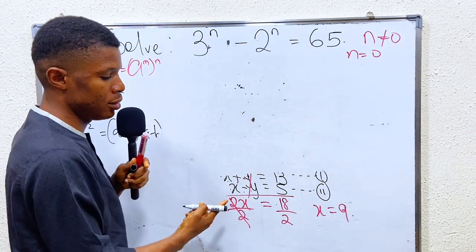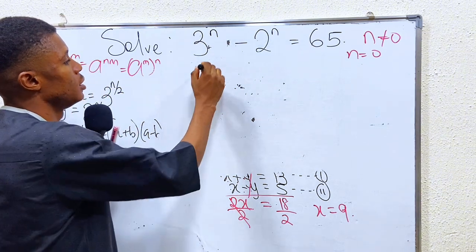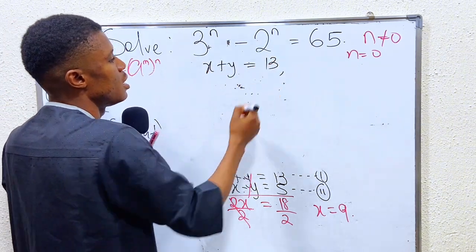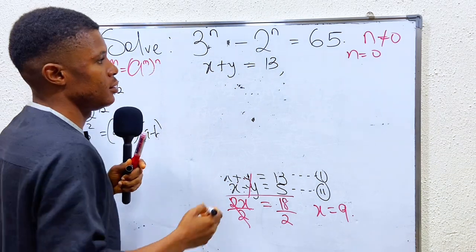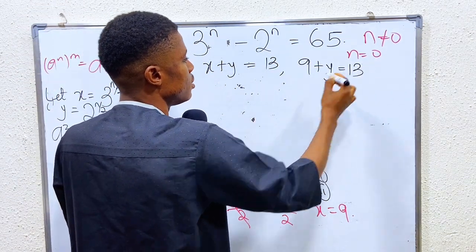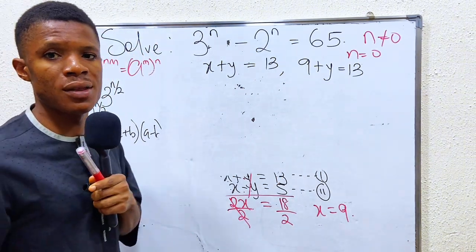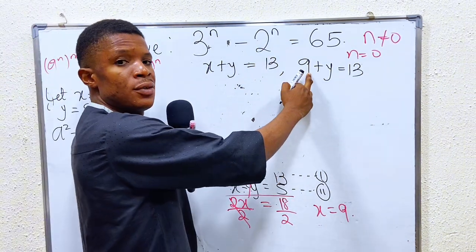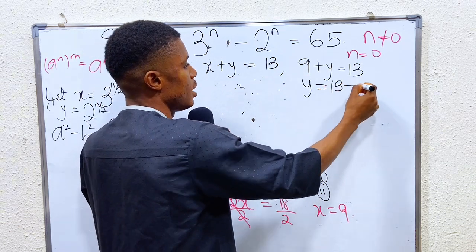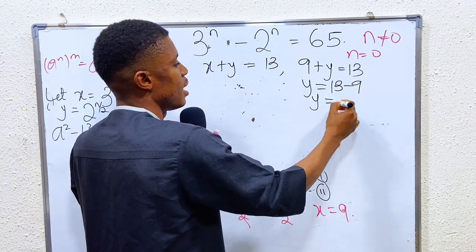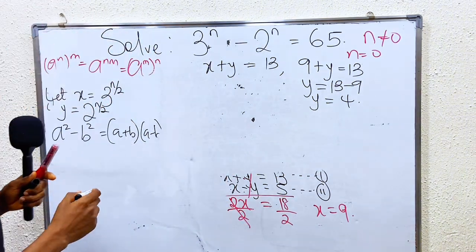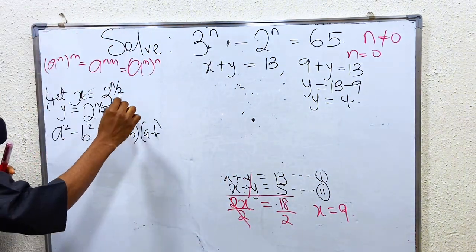Put it back in any of the equations. I choose equation 1, which says that x plus y is equal to 13. If I put x to be 9, you can see that 9 plus y is equal to 13. Okay? For us to get the value of y, we subtract 9 from both sides. That gives us that y is equal to 13 minus 9, and 13 minus 9 is 4. Okay?